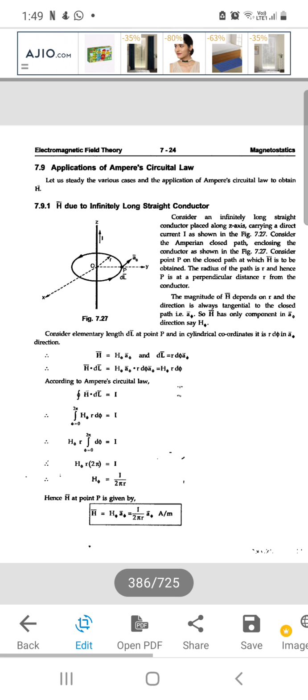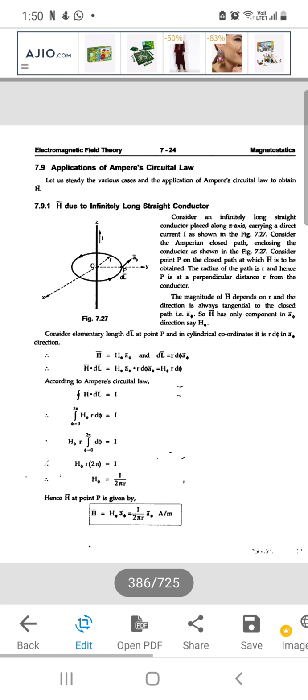Now, according to Ampere's circuital law, our step 5 is to equate the integral of H dot dl to I. While doing so, you can write the integral of H phi r d phi from 0 to 2 pi is equal to I. Noting here that H phi and r are constants, the only thing remaining in the integral is d phi. When you integrate d phi, you get phi in the range 0 to 2 pi. While applying limits, its value is 2 pi. And finally, what you get is H phi is equal to I by 2 pi r.